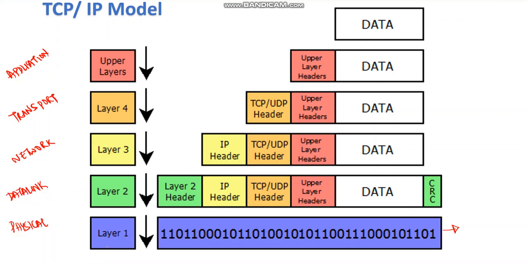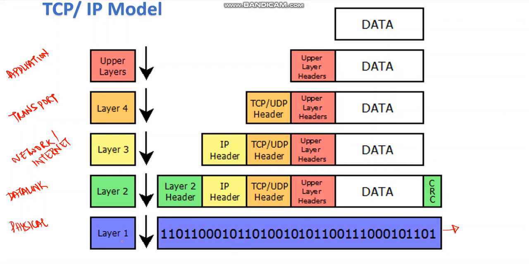Okay, and as you can see, we have 5 layers in the TCP/IP model, starting from layer 1, which is the physical layer, and then we have layer 2, which is called the data link layer, layer 3, which is called the network layer or the internet layer, layer 4, which is called the transport layer, and layer 5, which is called the application layer. Now we will see what each layer does.